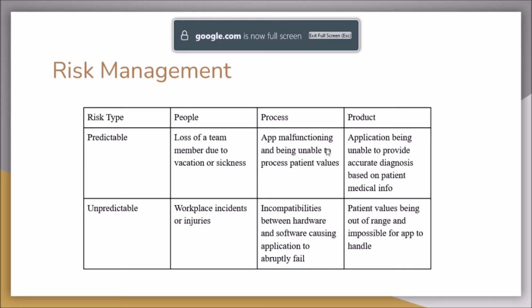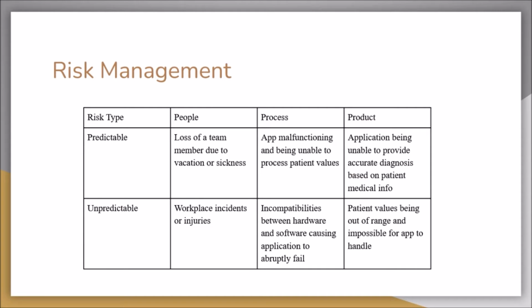Now I'm going to explain risk management. The predictable risk of people is the loss of a team member due to vacation or sickness. The predictable risk of a process is when the app is malfunctioning and unable to process patients' values. The predictable risk of a product is when the application is unable to provide an accurate diagnosis based on patient medical information.